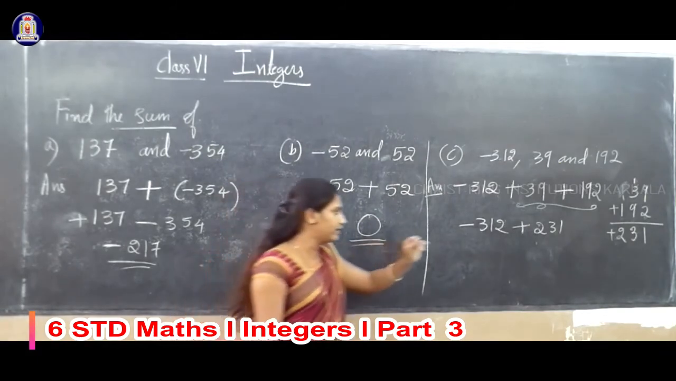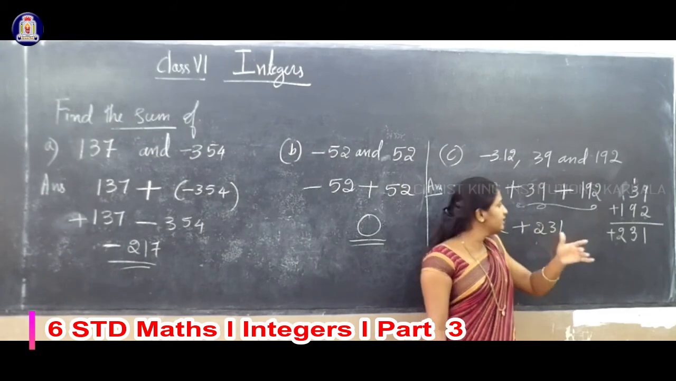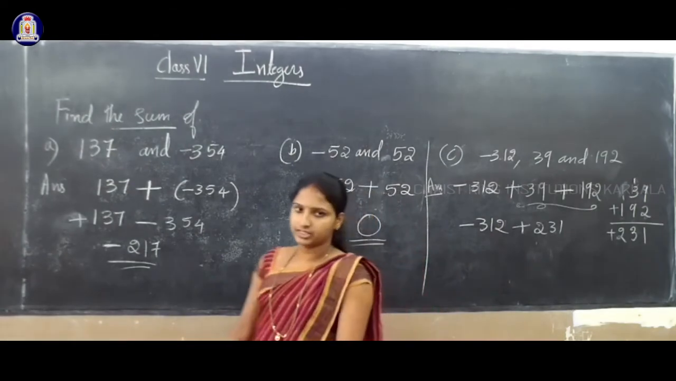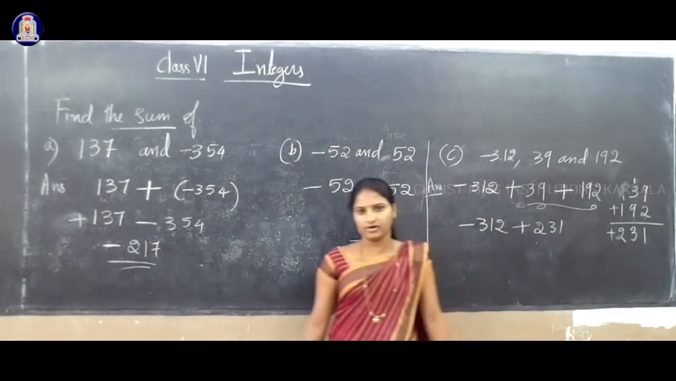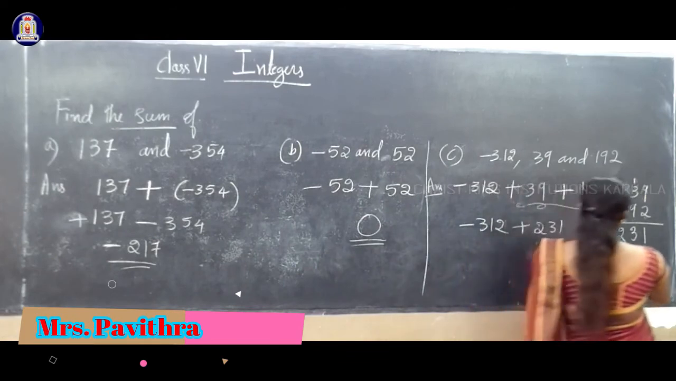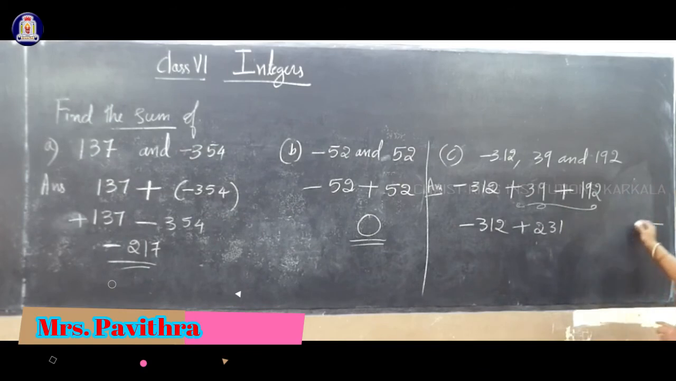And the next integer here is minus 312. And as it is, add these two, because plus means plus, isn't it? So we can add this 39 and 192, we get the answer 231. So minus 312 plus 231. That means the signs are different. What do we have to do? We have to subtract the integers. Clear? So which is the greater number here? 312 is greater, right? So the sign is minus 312 plus 231.